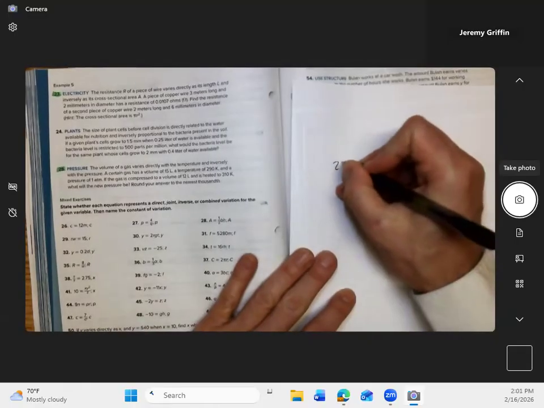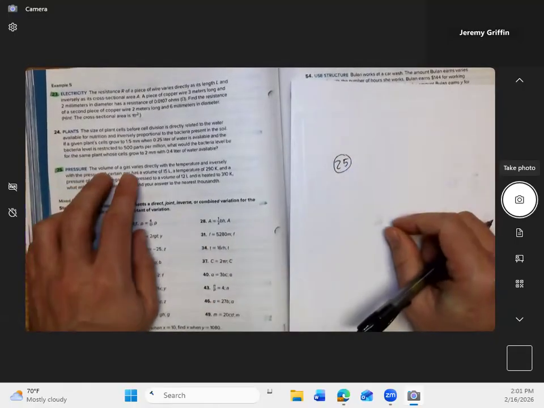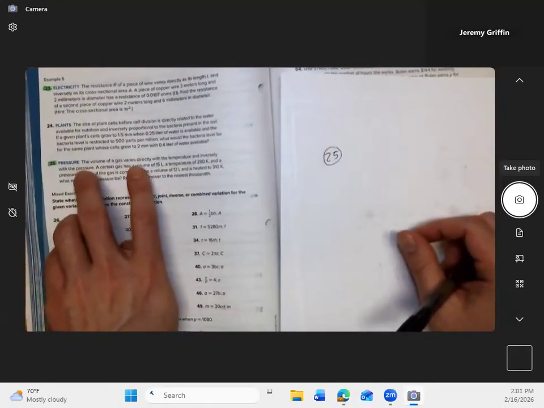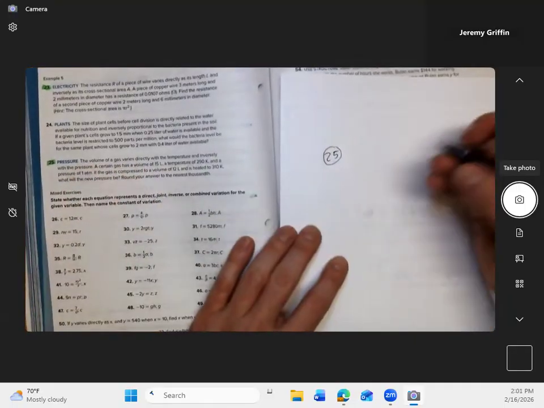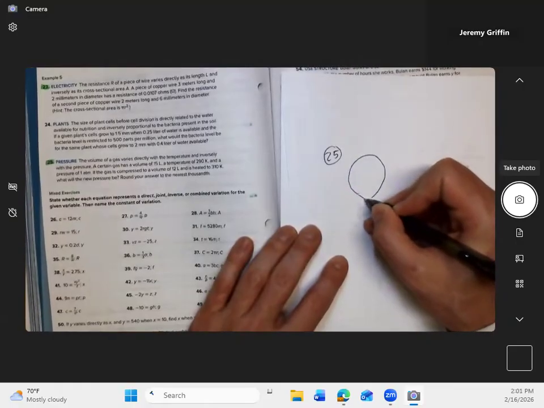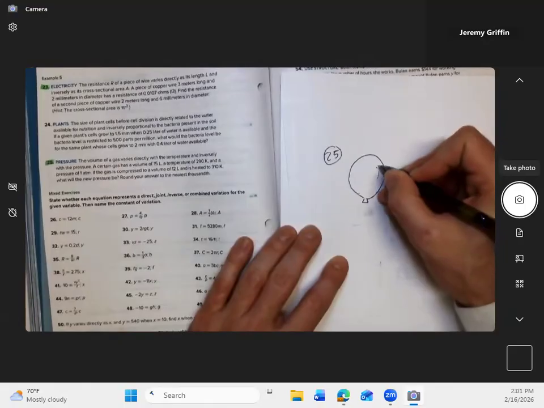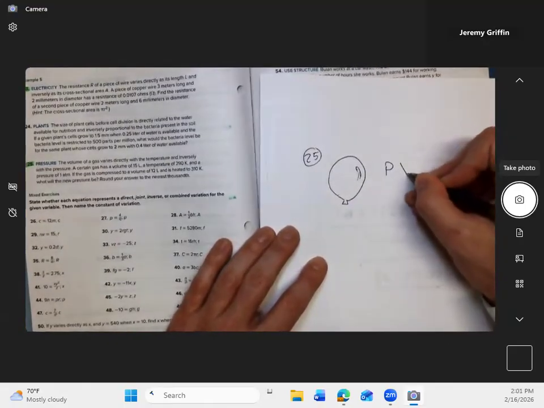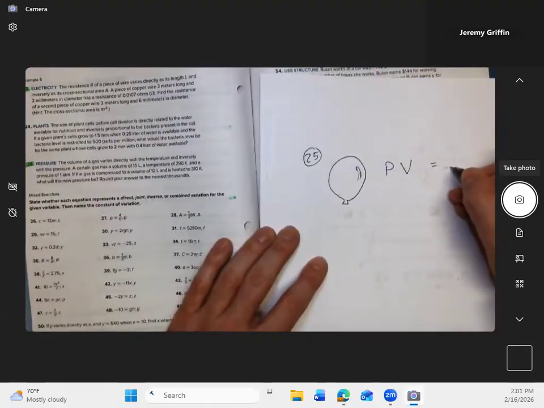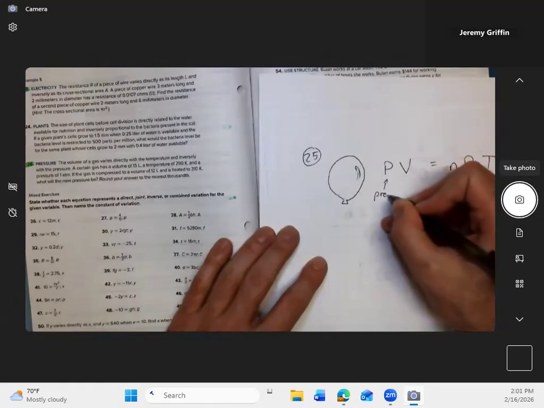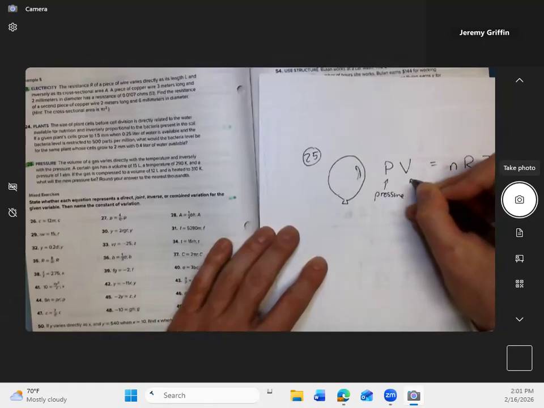Pressure. The volume of the gas varies directly with its temperature and inversely to its pressure. What they're getting at here is something called the ideal gas law. Again, I had to pick this one because it's a physics type example. If you have a little shiny balloon right here, then the pressure of the balloon and volume of the balloon equals number of moles of gas times ideal gas constant times the absolute temperature. So we got here pressure, volume.